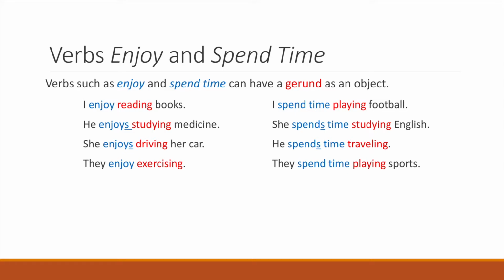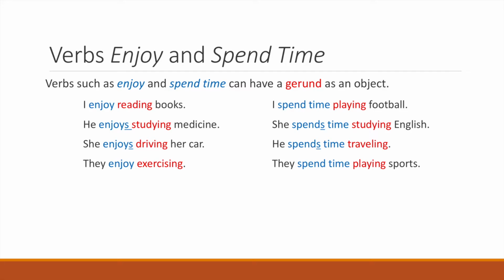Specifically, from the book, it mentions we can use verbs such as enjoy and spend time and use a gerund as an object of the sentence. Again, some examples. I enjoy reading books. I spend time playing football. He enjoys studying medicine. She spends time studying English. She enjoys driving her car. He spends time traveling. They enjoy exercising. They spend time playing sports.